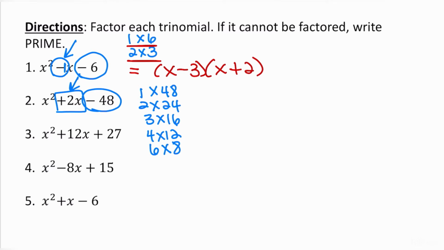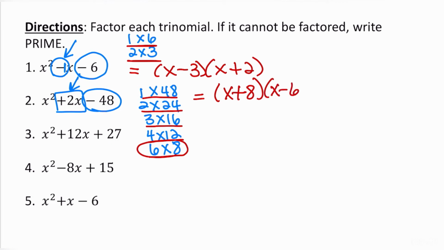So let's go through to see which of these possible combinations is going to give me a difference of 2. The difference is 47, 20, 13, 8, bingo. The difference here is going to be 2. The bigger number we said has to be positive. So this is going to equal x plus 8 times x minus 6.